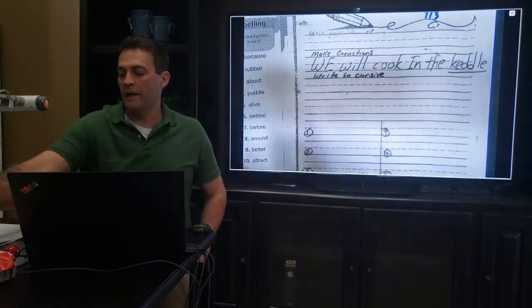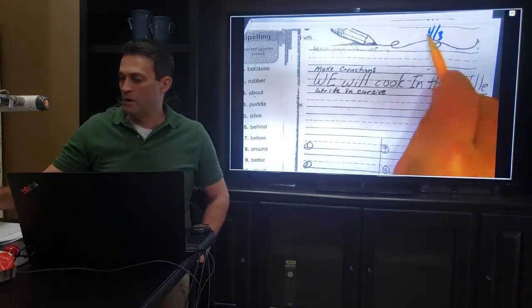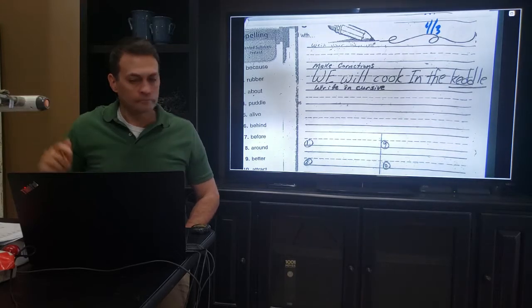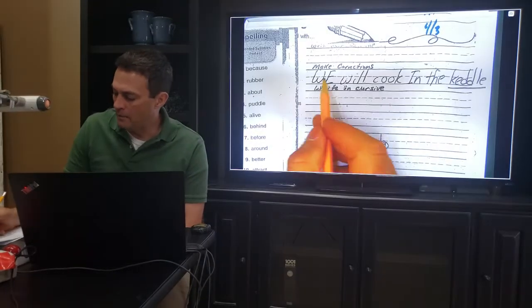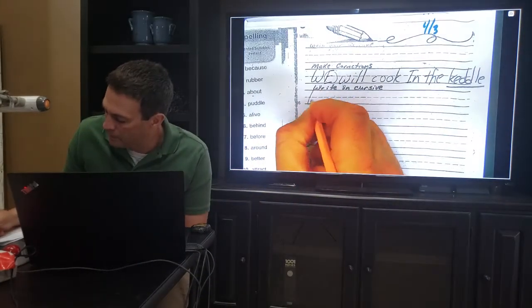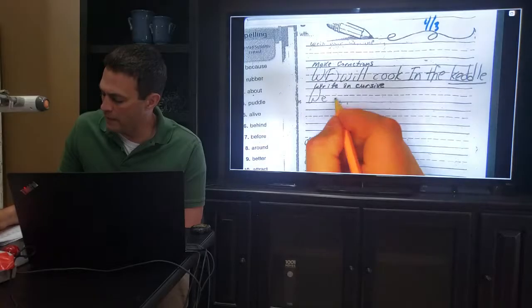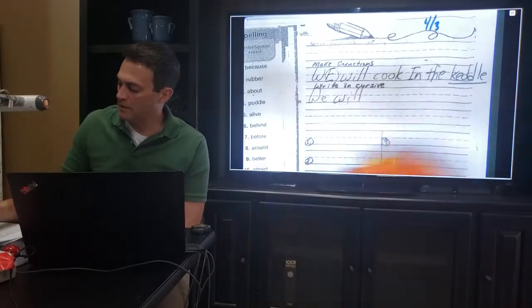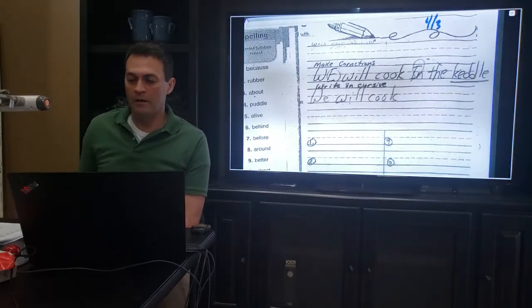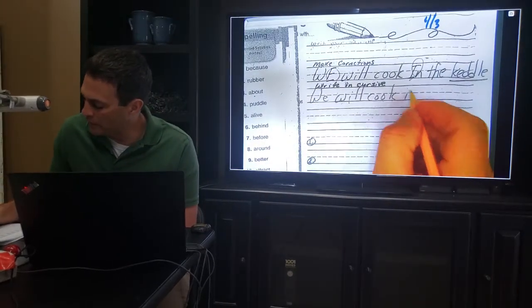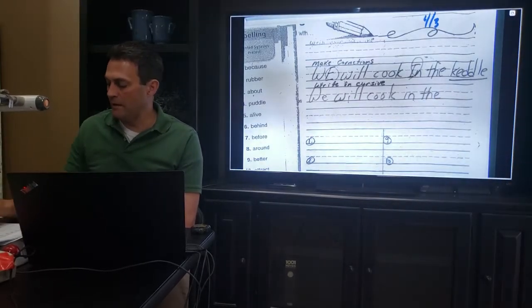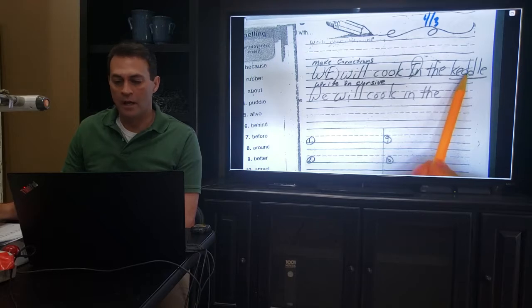We will cook in the kettle. So we're doing week 4, day 3. All right. There is a capital W, but the E should not be capitalized, so we need lowercase e. We. Will is okay. Cook is okay. In is not okay, it has a capital I, so we gotta make that lowercase. The is okay. And kettle is misspelled, that needs 2 T's, not 2 D's.